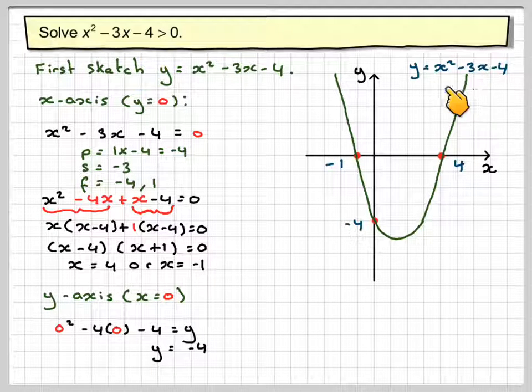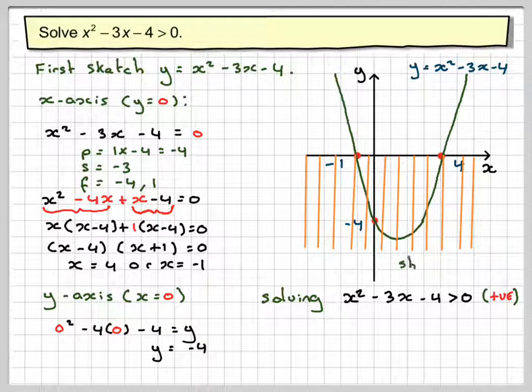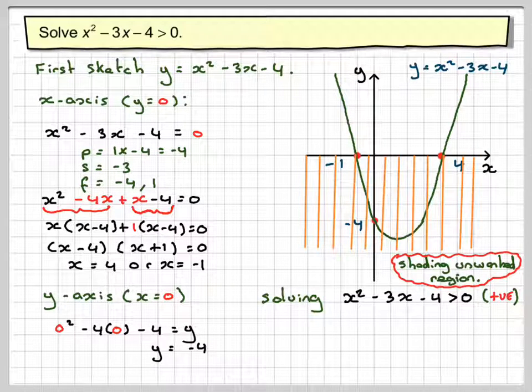So label it at one side x squared minus 3x minus 4. We are solving x squared minus 3x minus 4 is greater than 0, so we want to know where it is positive. So we'll shade the unwanted region. The unwanted region is where it's negative. Where is it positive? Well, it's positive here and here.